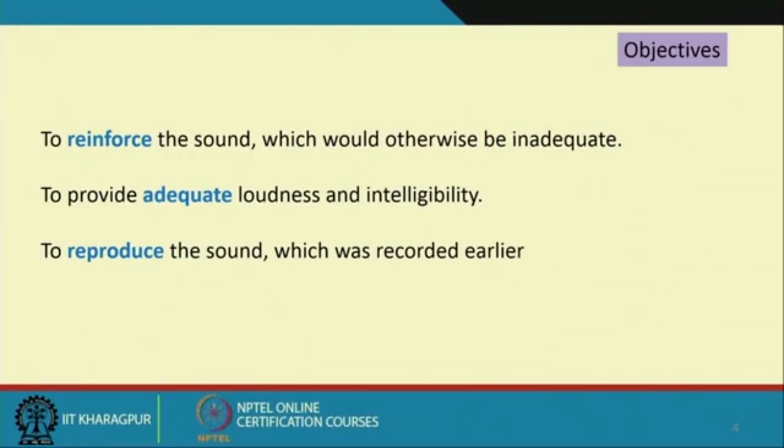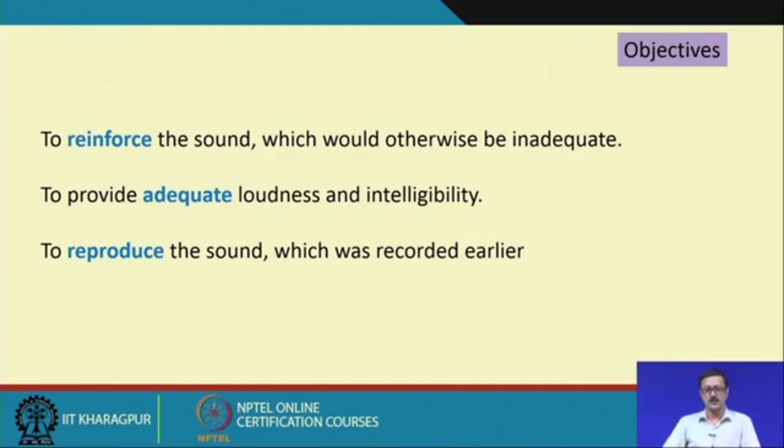Now, what are the objectives of these electroacoustical systems? There are 3 basic objectives. One is to reinforce the sound. If the size of a particular hall is very large, or there is a huge audience, very high capacity, I have to take care, as the sound will probably be inadequate. The voice or music played on the stage may be very weak for the rear seats or some portion of the auditorium. So, you need to reinforce the sound by some kind of amplification.